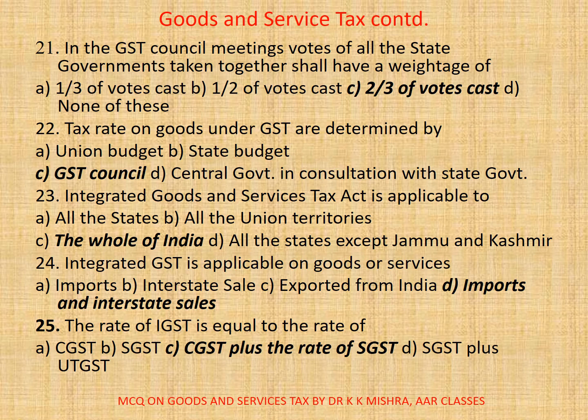22. Tax rate on goods under GST are determined by A. Union budget, B. State budget, C. GST Council, D. Central government in consultation with the state government. Correct option is C. GST Council.